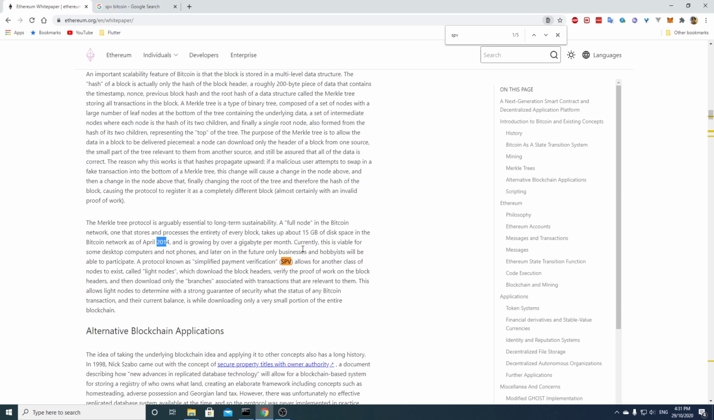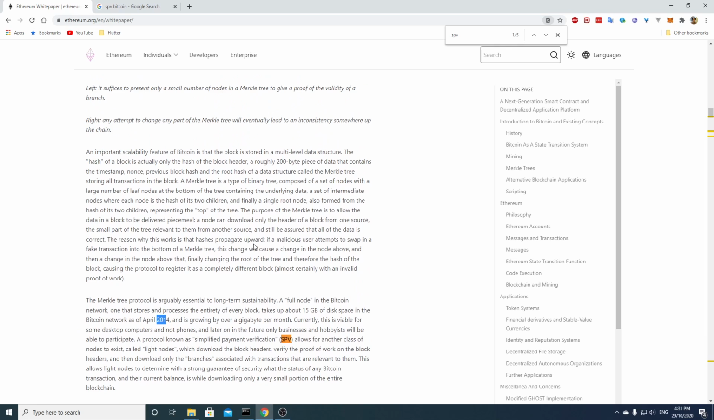Currently, this is viable for some desktop computers and not phones, and later on in the future, only businesses and hobbyists will be able to participate. Yeah, because the blockchain never trims anything, and the UTXO state, the stuff that you need to use to verify a transaction, is not published in the block.